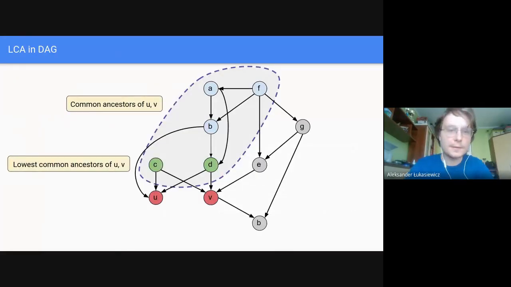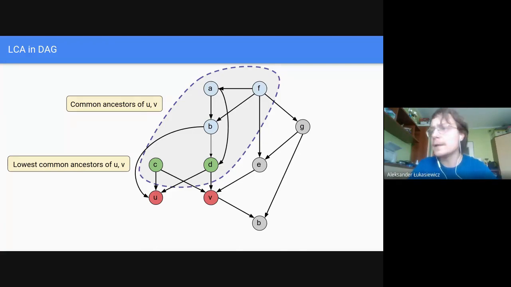So the main point of our interest is the problem of computing LCAs in a directed acyclic graph. So probably I should explain what I mean by LCA in a DAG, because it's non-obvious.